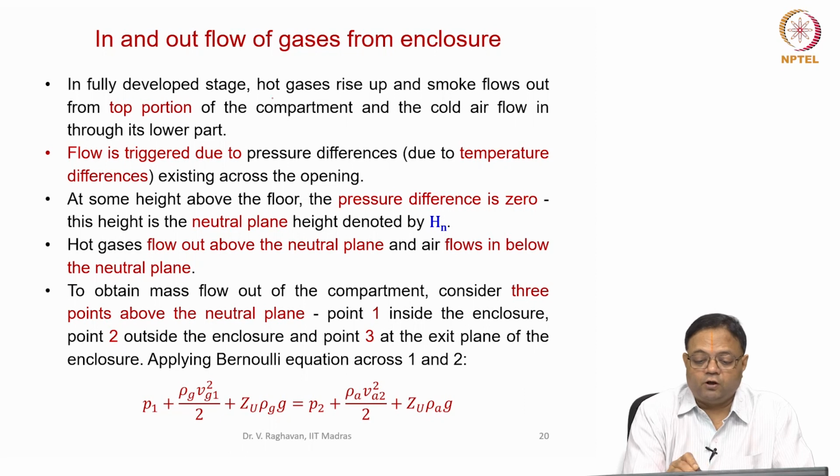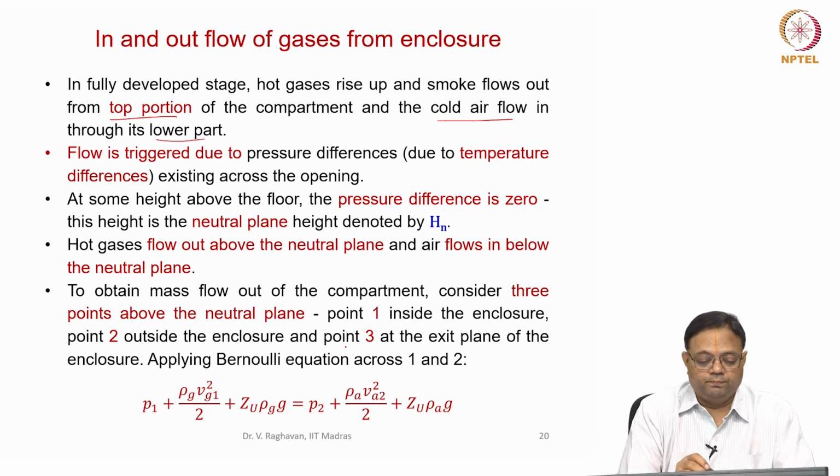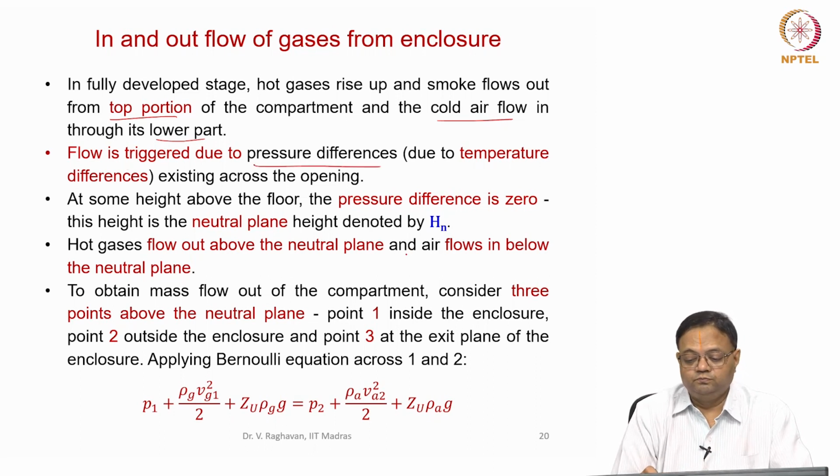In the fully developed stage, the hot gases rise up and the smoke flows out from the top portion, and the cold airflow comes into the compartment through the lower part. So this is separated by a virtual plane which is called neutral plane. The flow is triggered due to pressure differences, again due to temperature differences.